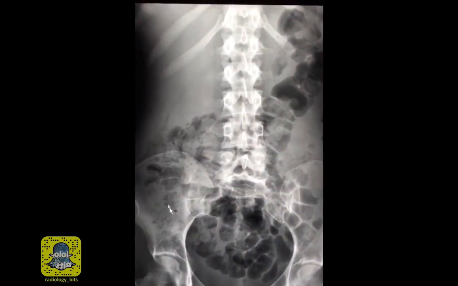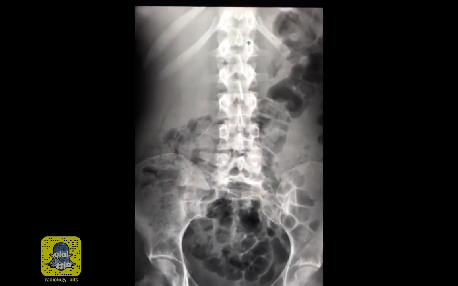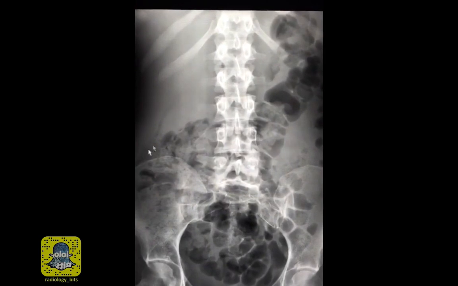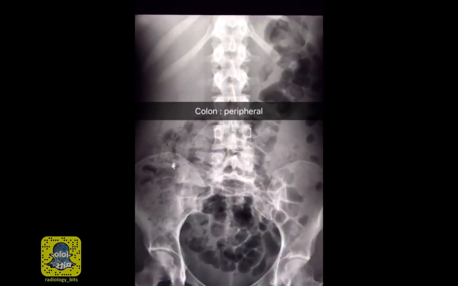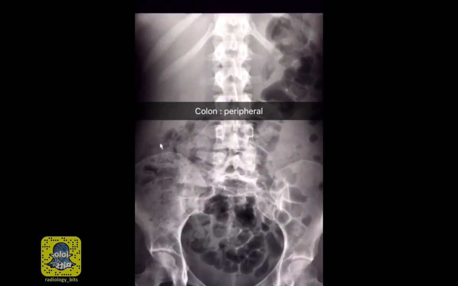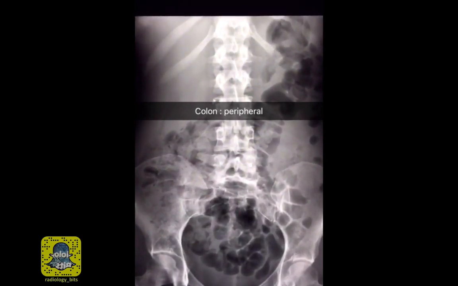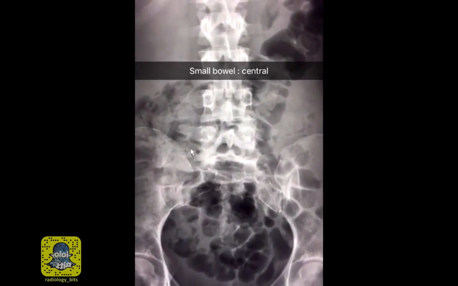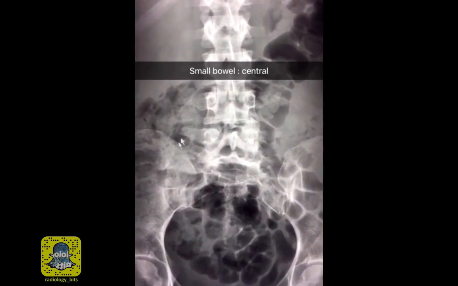The large bowels are usually located at the periphery. They frame the abdomen. And this here is the colon. The reason the colon is a little bit depressed here is because of the effect of the liver. Compared to the small bowel loops, which have a different appearance, and they are located in the center of the abdomen.